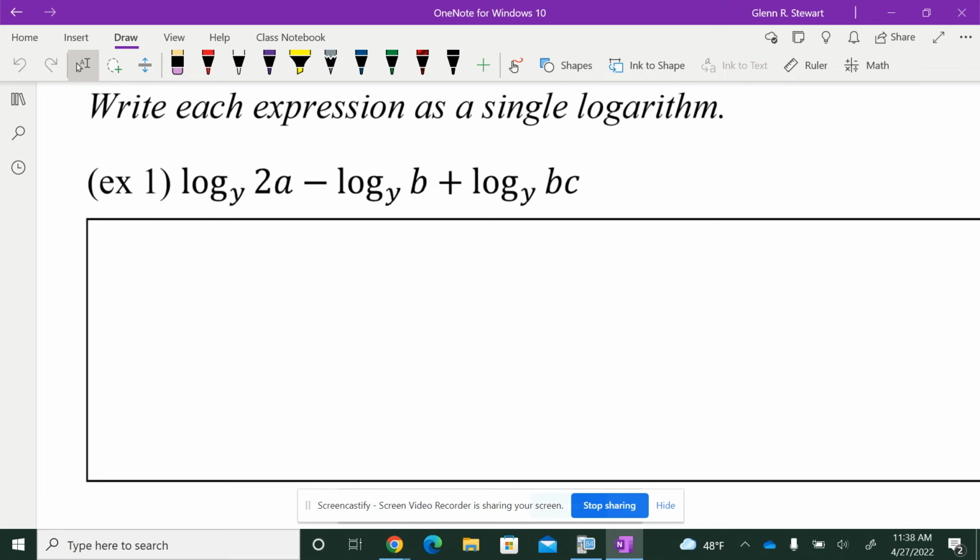So very similar to PEMDAS, we do move left to right. So we've got log base y of 2a minus log base y of b. We want to condense those. And as I said at the very beginning, division and subtraction kind of go hand in hand. So I'm going to rewrite these as one log, which is 2a divided by b.